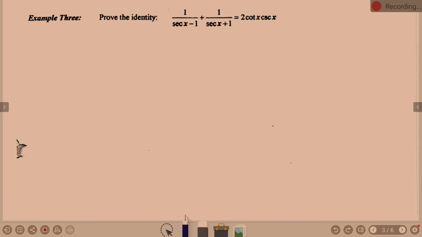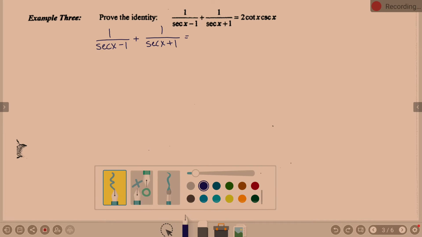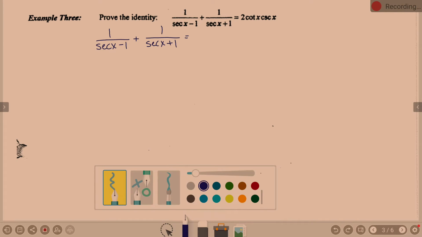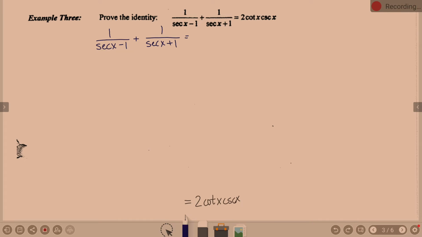Okay. I'm going to write out the same thing I've been writing out. Here's my starting point. 1 over secant x minus 1 plus 1 over secant x plus 1 equals 2 cotangent x cosecant x. Okay. Our job, fill in the middle. Let's get rid of those fractions.